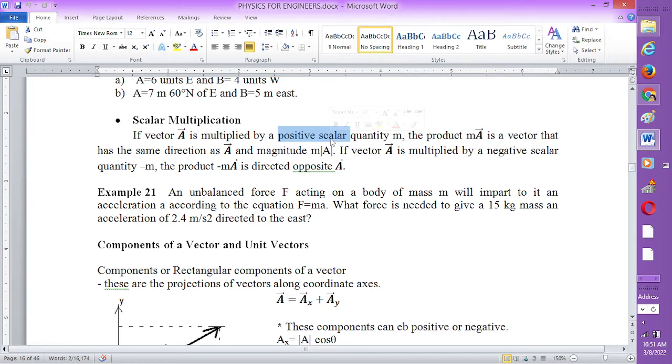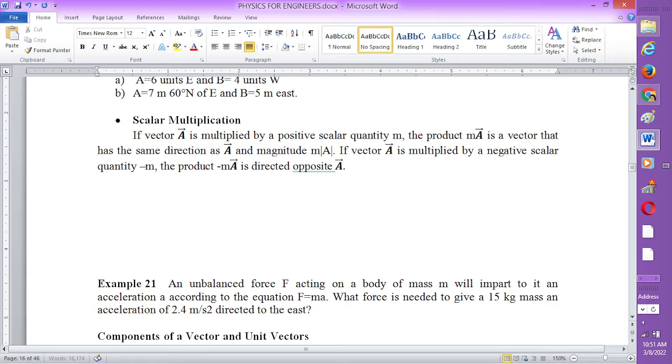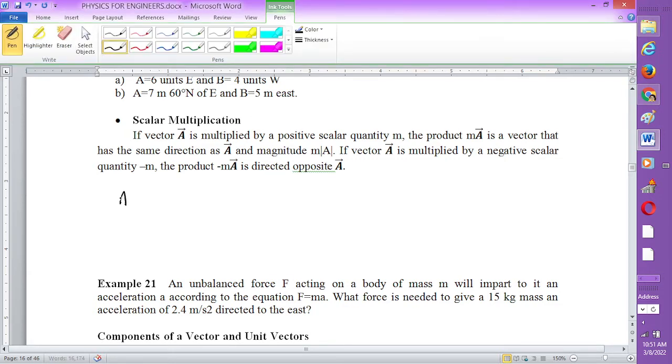Okay, let's write some examples. Let's say vector A is 5 meters north. So let's say you are asked to solve 5A. What will be the answer? The answer will simply be like this.